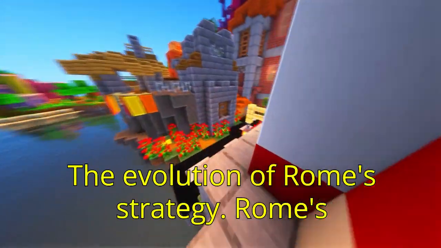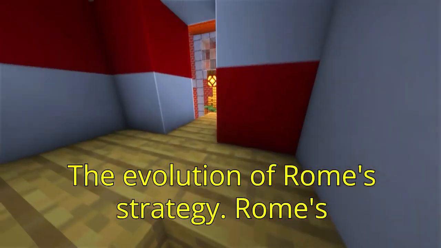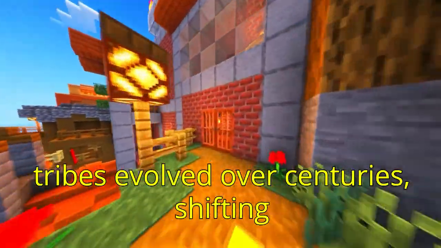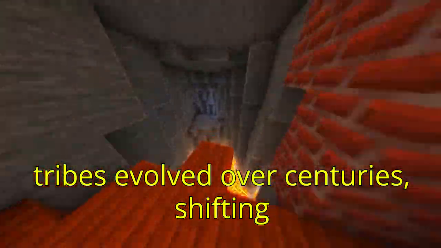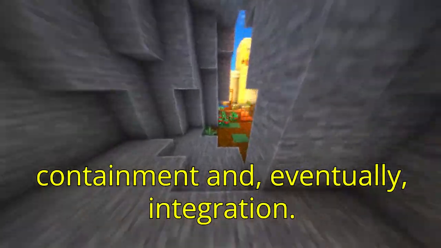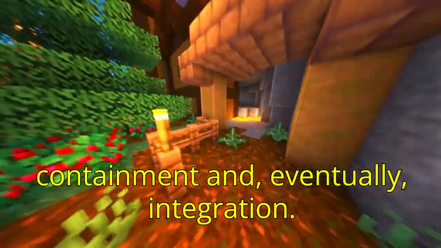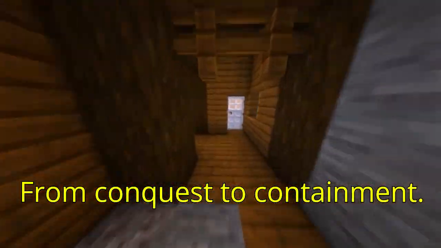8. The evolution of Rome's strategy. Rome's approach to dealing with the Germanic tribes evolved over centuries, shifting from aggressive expansion to defensive containment and, eventually, integration. From conquest to containment.